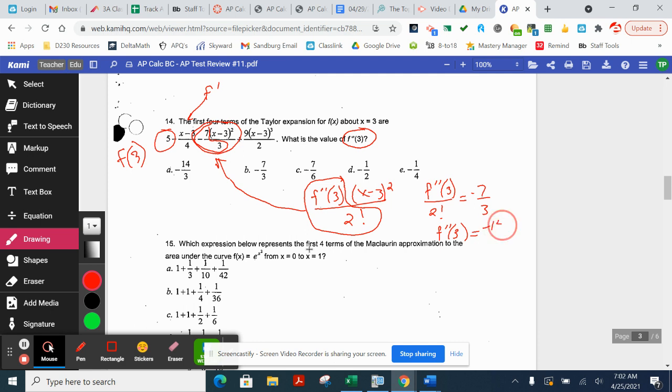Multiply that 2 over, should give you a negative 14/3, which is letter A. We've seen that a few times now. Really common question.